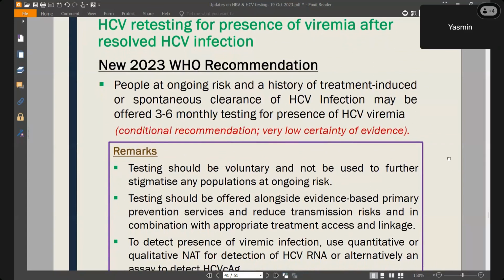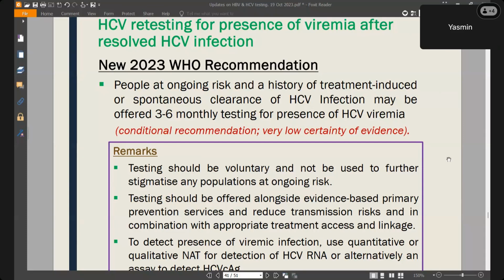Now, what's rather interesting is what WHO did in 2023 for Hep C. This is because they also received a lot of feedback with regard to the problems of reactivation. Those who have cleared, can they now go away? Are they okay now? Do they need any kind of follow-up? Well, the 2023 WHO recommendation said that they need to do HCV retesting for presence of viremia after having resolved. In other words, they're saying that people at ongoing risk and with a history of treatment-induced or spontaneous clearance of Hep C may be offered 3 to 6 monthly testing for presence of HCV viremia.